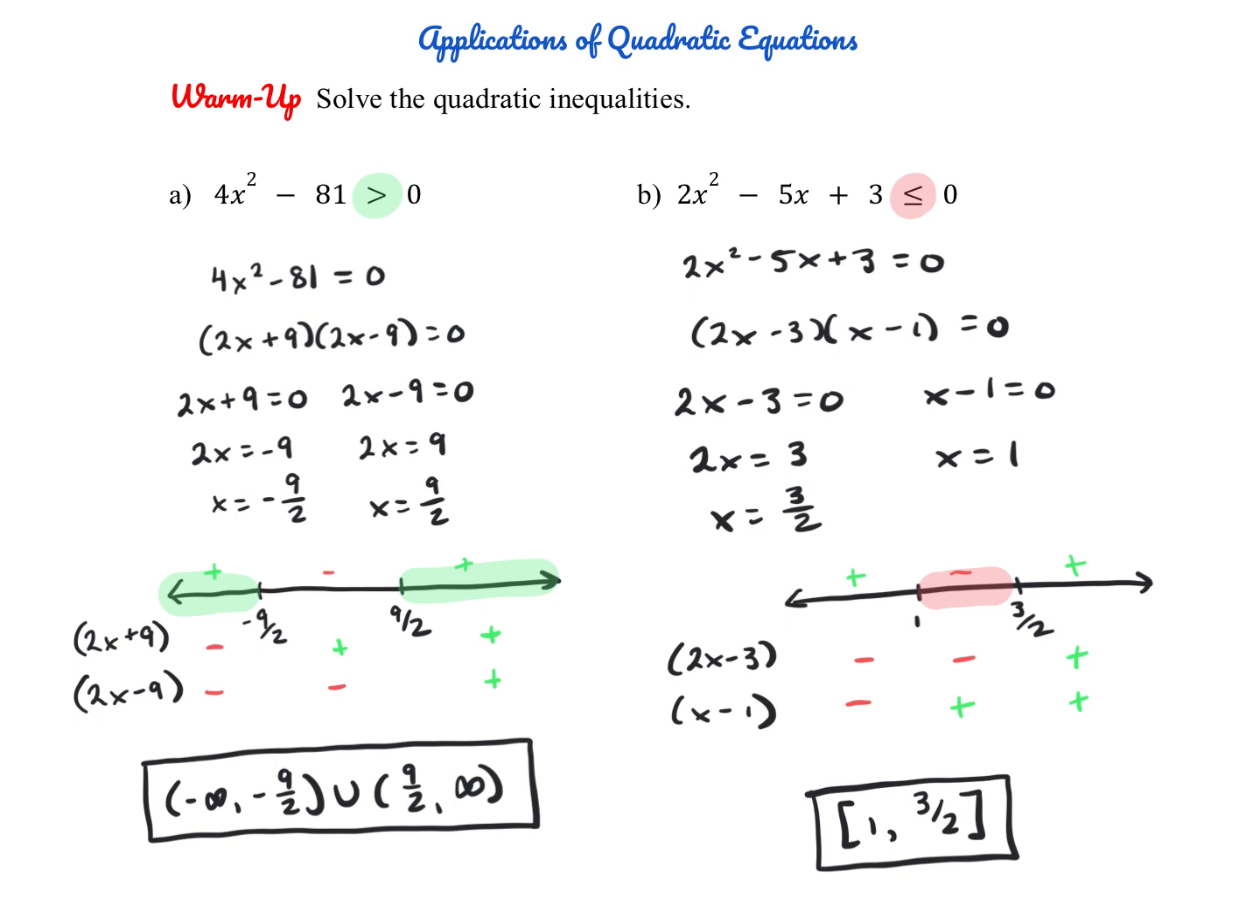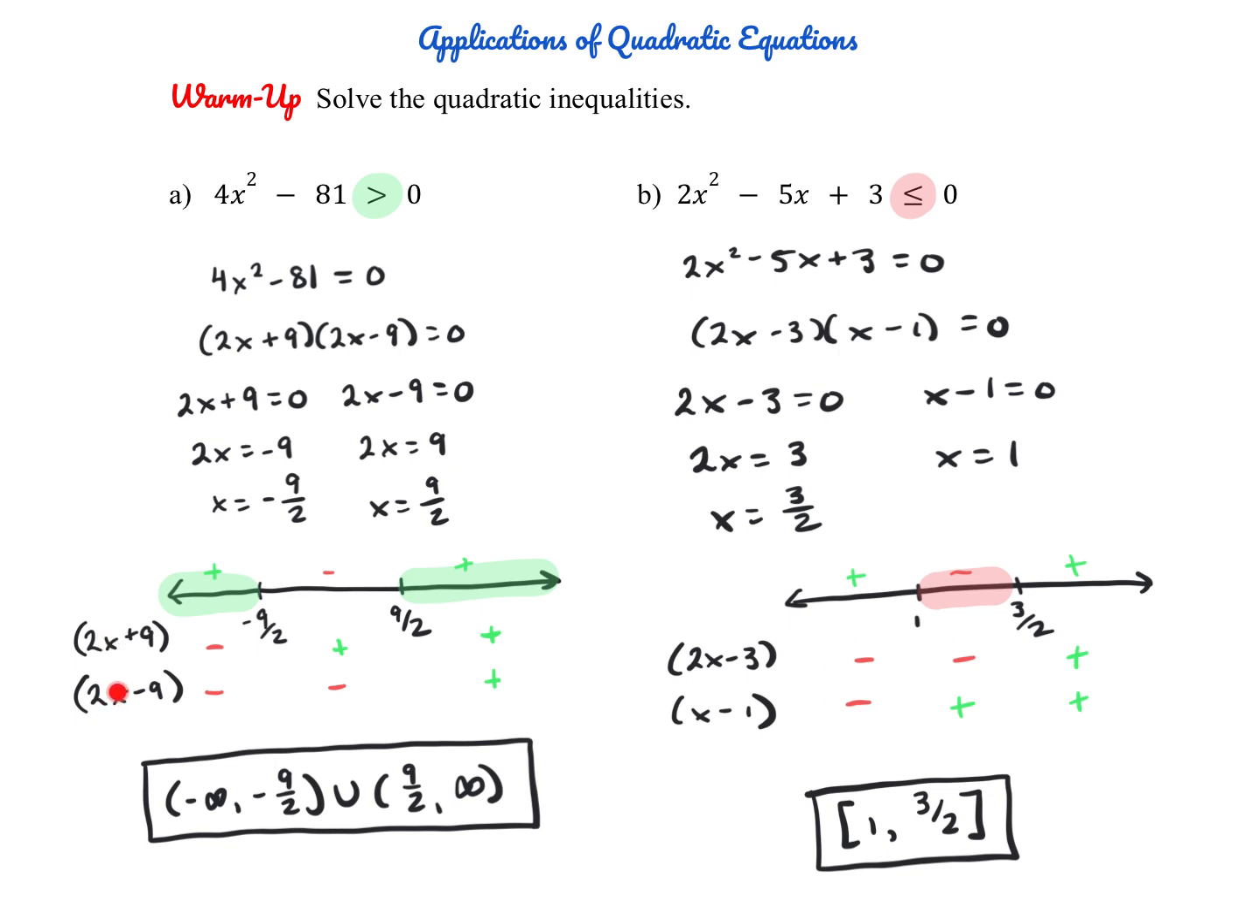So first we solve the inequalities as if they're equations. So this tells us where our equation is equal to 0. So you can see I did that for both of them by factoring. But we want to know where it's greater than 0 for the first one and less than or equal to 0 for the second one. So we need to do a sign analysis.